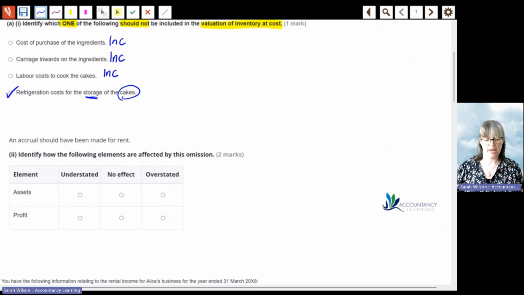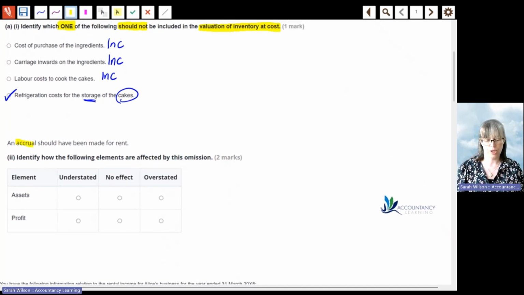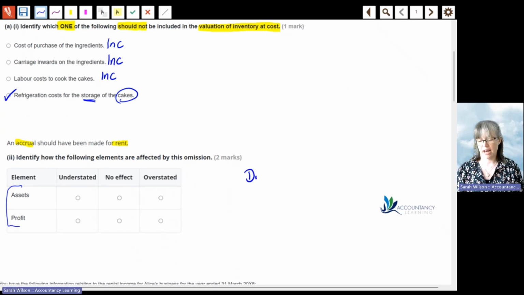In our next question here, we are told that an accrual should have been made for rent. And then we're asked to identify how the following elements are affected by that omission. We're given these 2 elements here, assets and profit. To start this question, let's have a think about the journal that would have gone through to put in this rent cost. What would that accrual journal have looked like? So we would have debited our rent account and we would have credited our accrued expenses account.